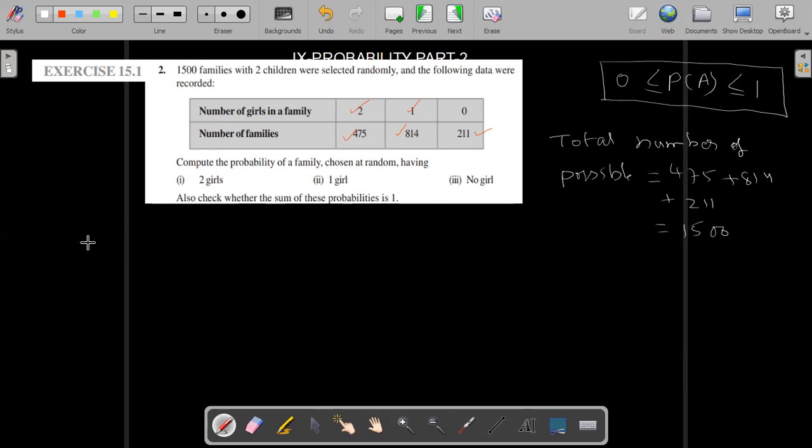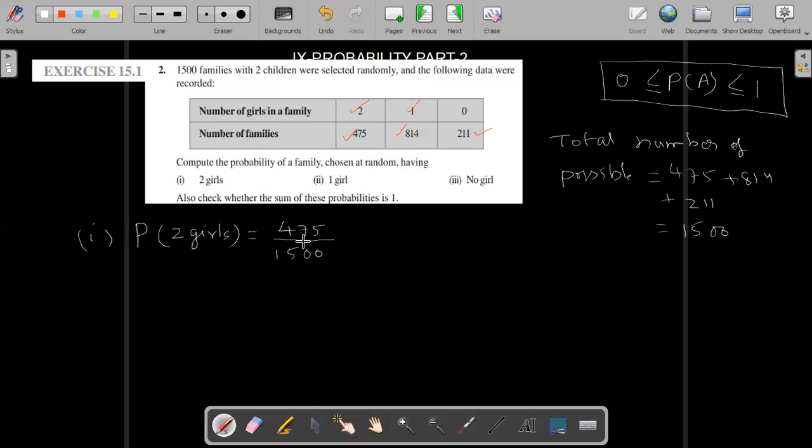Now we have to find the probability of 2 girls. You can use P, and inside you write the event whose probability is going to be found. That event, 2 girls, you write inside. So how many favorable cases are there for 2 girls? 475, and the total number of cases is 1500. Correct?